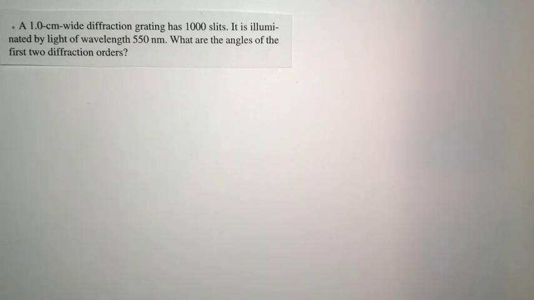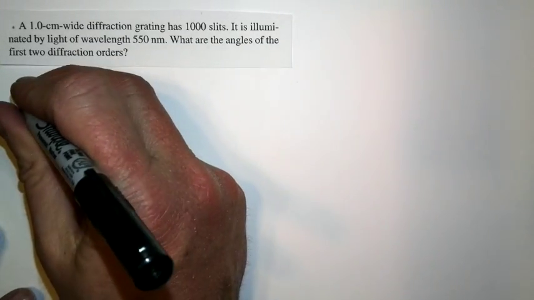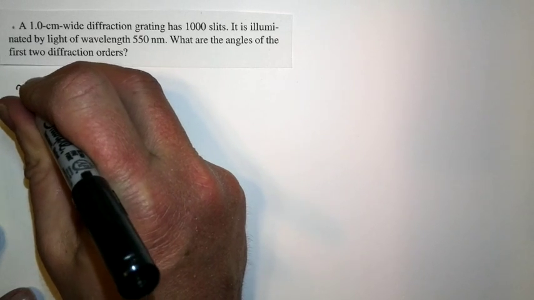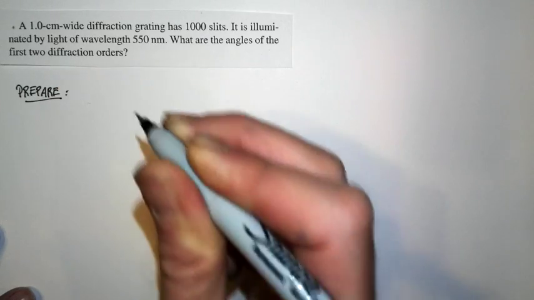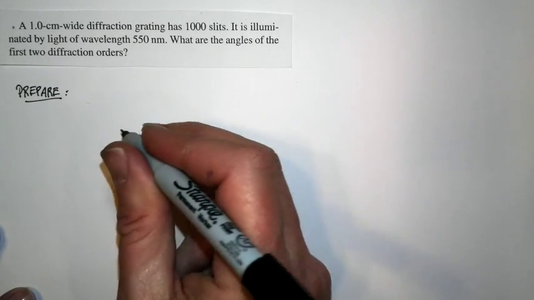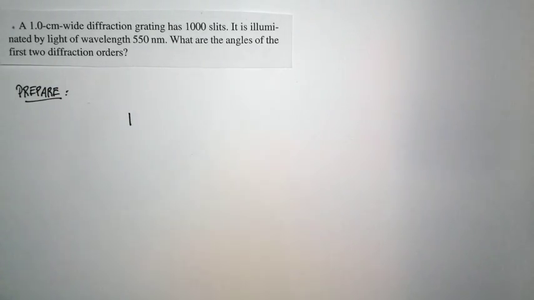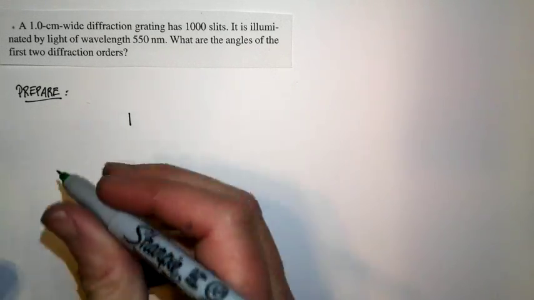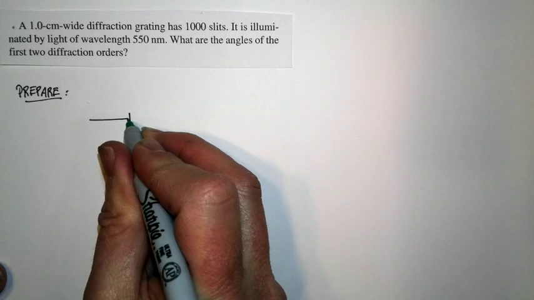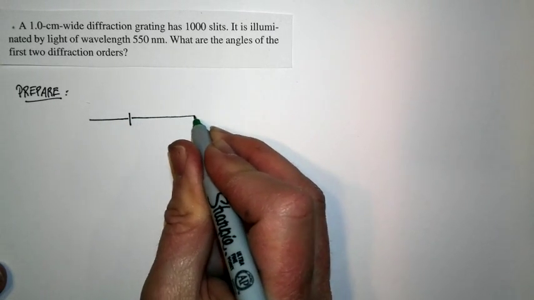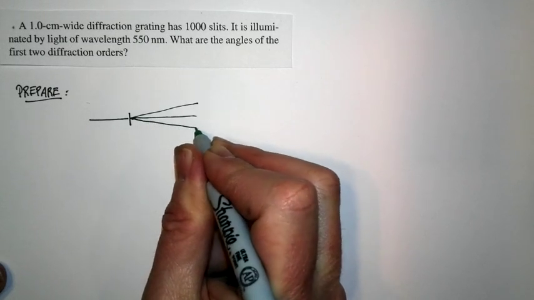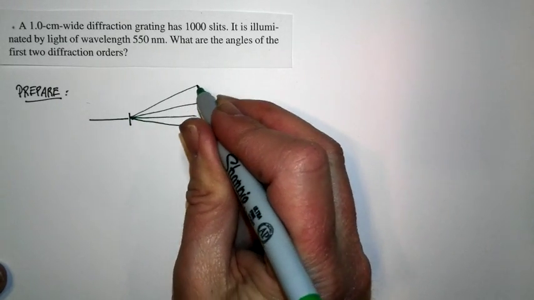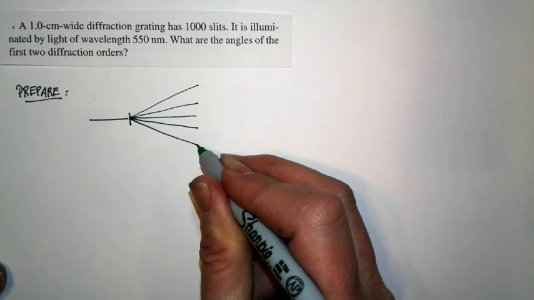This is a pretty straightforward diffraction problem. Here's our setup. We have light illuminating a diffraction grating. The light is 550 nanometers, which is green. It goes through the diffraction grating, and we get a series of diffraction orders: m equals 1, m equals 2, etc.